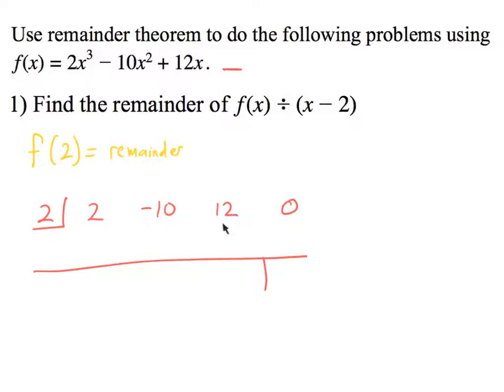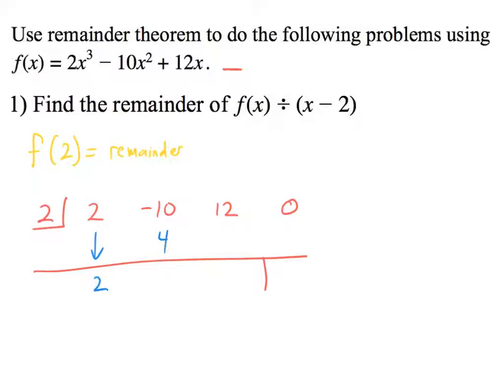So we're going to do synthetic, because when you do synthetic with a 2, that gives you the remainder. It also means that when you put 2 into a function, you get your remainder. You could also come up here and plug 2 into this that way. There's lots of ways to find the remainder. So let's do synthetic. Bring down the 2.